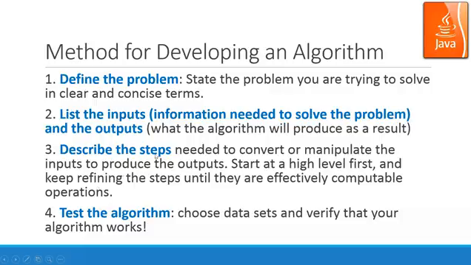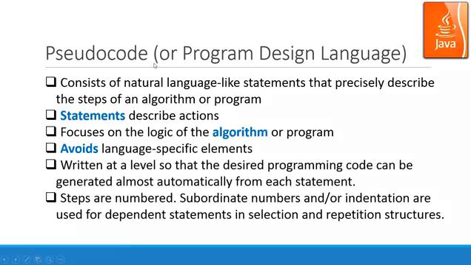And then after you finish this algorithm, at last you need to choose a data set to verify whether your algorithm is working or not. Before going to do coding, you may do several tests on Excel or something else that can help you solve the problem, or even a smaller scale program to verify your algorithm. And pseudocode, or program design language, consists of natural language-like statements that primarily describe the steps.